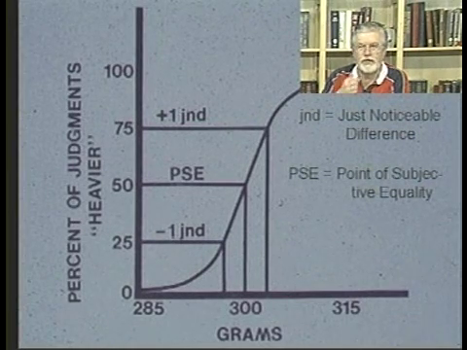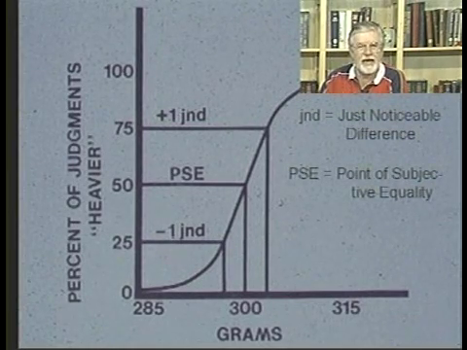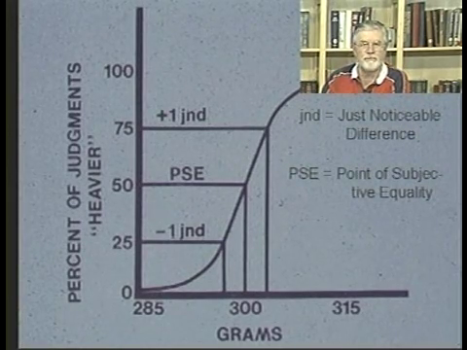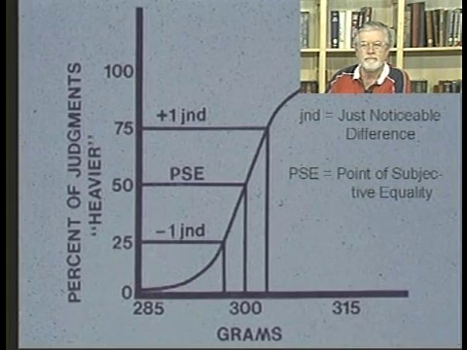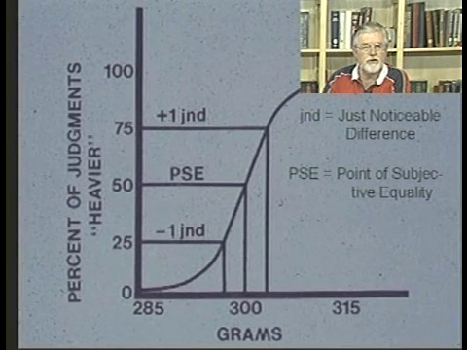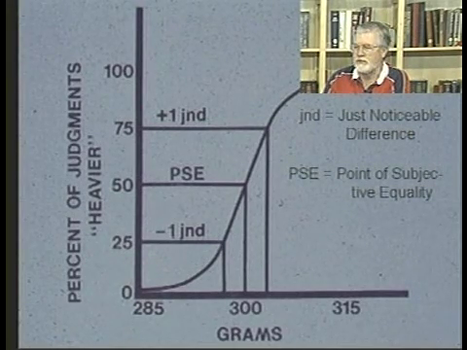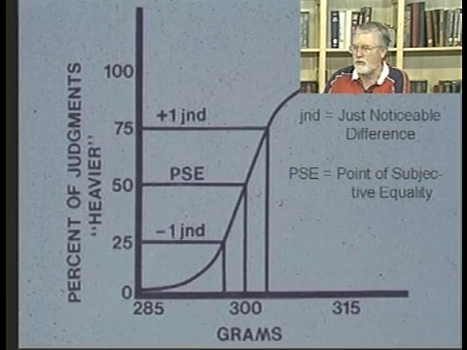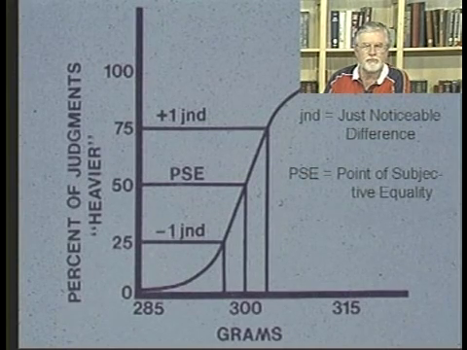The positive JND. That's how much we have to add to that 300 gram weight in order for it to feel 75% of the time like it's heavier. That is the just noticeable difference. If we go the other direction, if we subtract weight, the other question is, at what point does your judgment drop to 25%? And when we reach that point, that defines the negative JND, or the negative just noticeable difference.